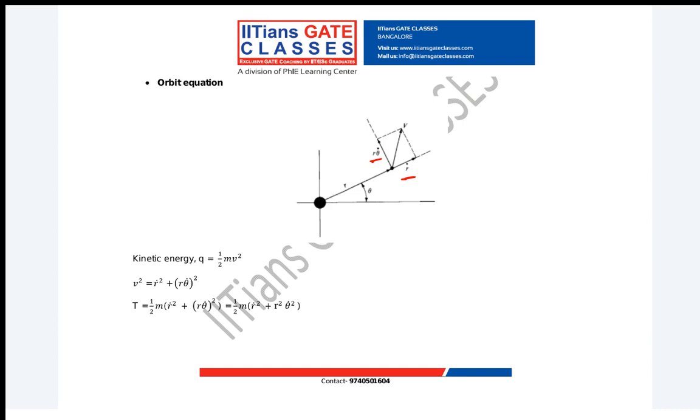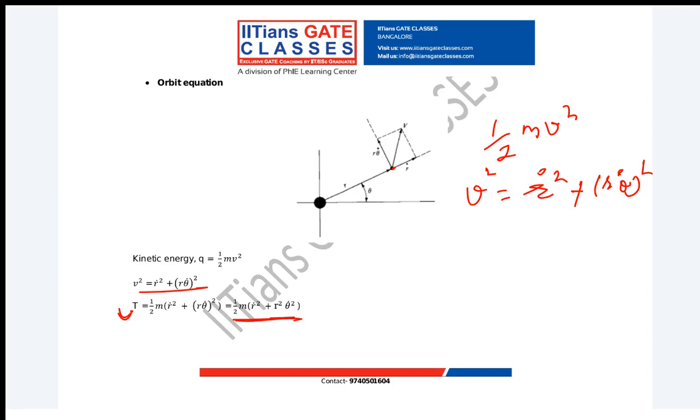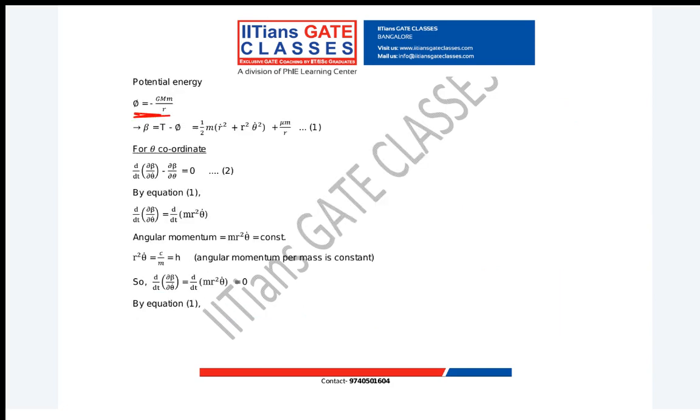Now the kinetic energy of this particle will be 1 by 2 m v square, and v square we already know is r dot square plus r theta dot whole square. From here we can find the kinetic energy of the particle. Once you know kinetic energy, we know the potential energy phi, which is minus G capital M small m by r. You can see this is the potential energy. Now we find beta, the Lagrange function, T minus phi.